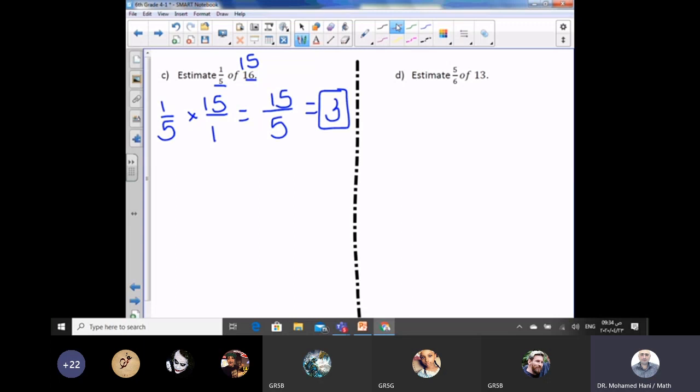Letter D. Estimate 5/6 of 13. I want a multiple of 6 that's closest to 13, and that would be 12. So 5 over 6 times 12 over 1. Multiply your numerators. 5 times 12 is 60, and 6 times 1 is 6 for your denominator. Fractions are division. 60 divided by 6 equals 10.